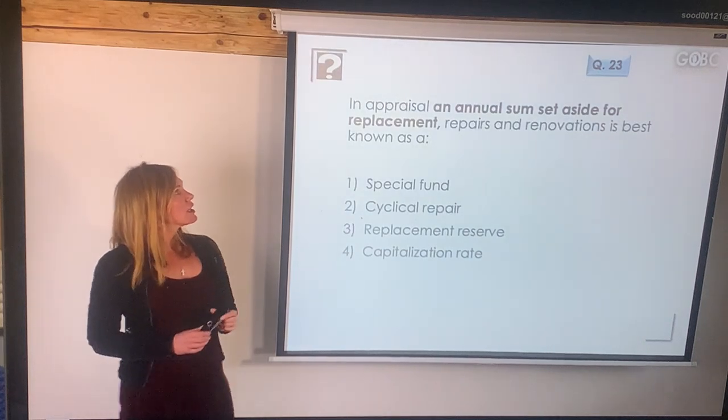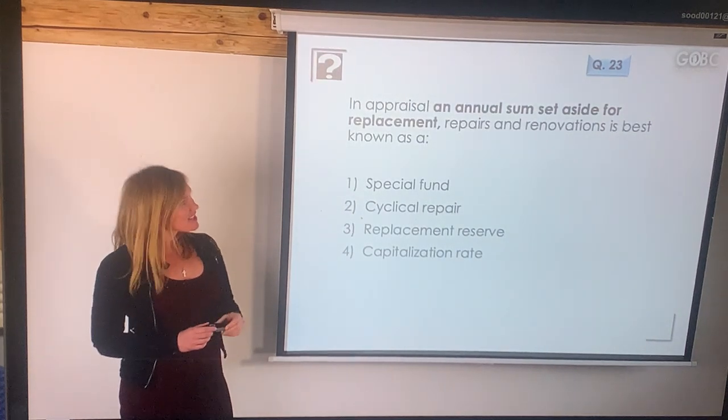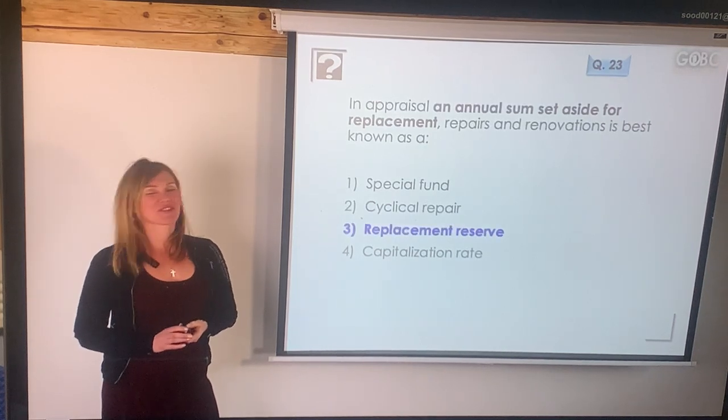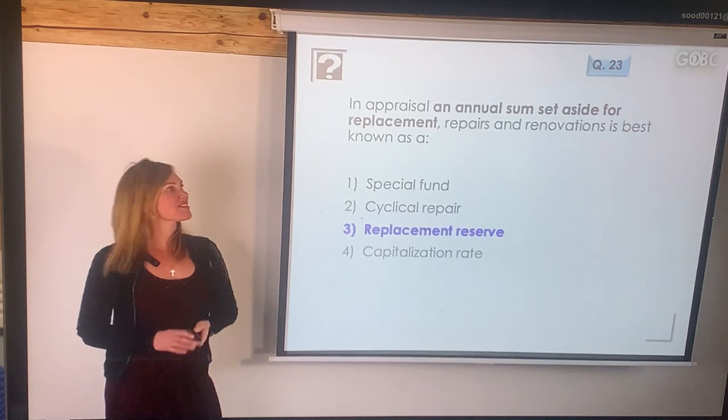Question 23. An appraisal and annual sum set aside for replacement, repairs, and renovation is best known as: good, replacement reserve. So sometimes I'll give you the reverse question, nice and simple, just like this.